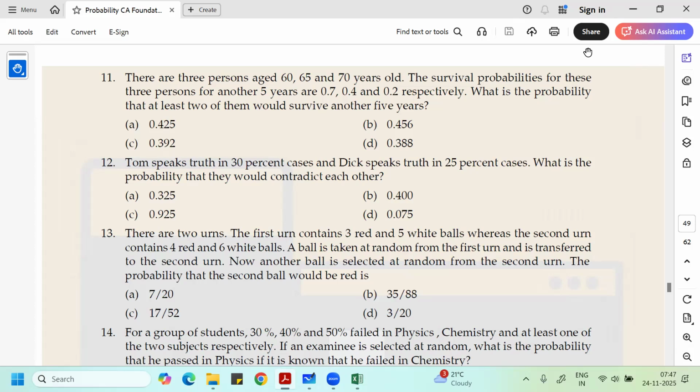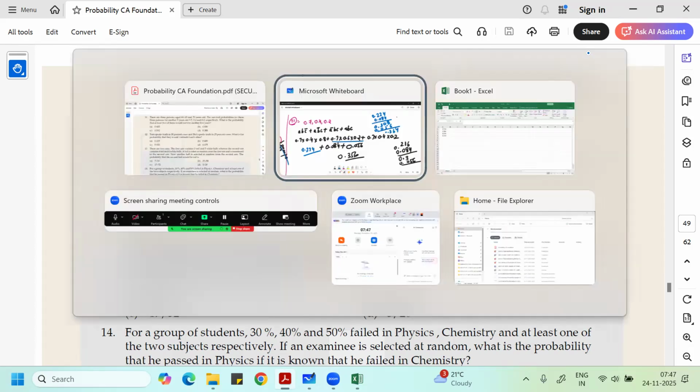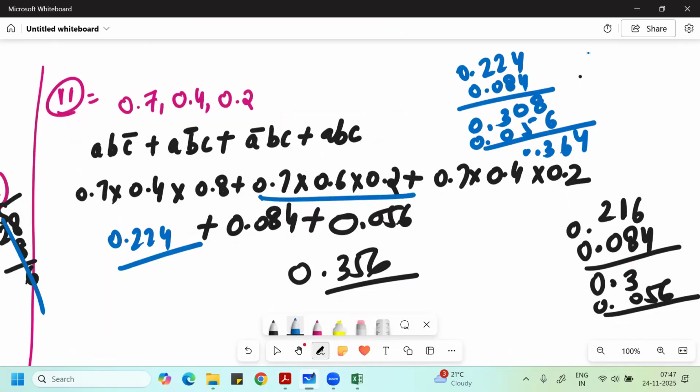The survival probabilities of three persons are 0.7, 0.4, 0.2. What is the probability that at least two of them would survive? At least two means any two of them survive or all of them survive. So total four cases should be there. Yes, I'm missing one case.